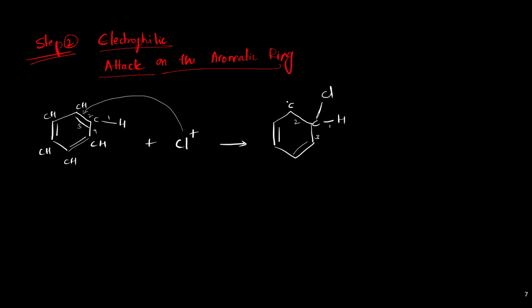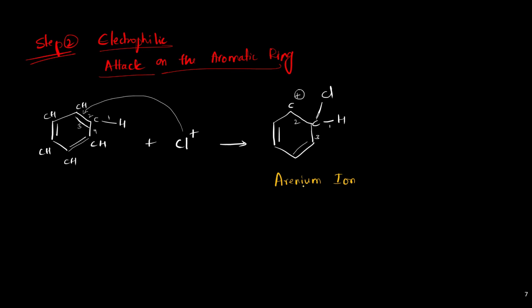It is only having 3 bonds, so it doesn't have another bond. That's why there is a positive charge present on this carbon where we are breaking the double bond. This is said to be the Arenium ion. Remember this? It is called the Arenium ion, or you can also call it the sigma complex. Okay, just leave it, sigma complex.